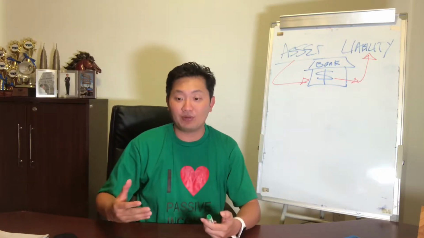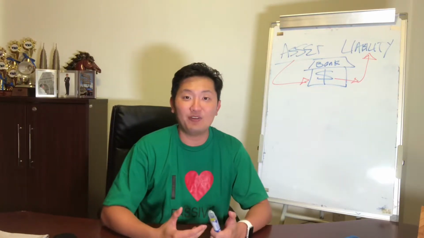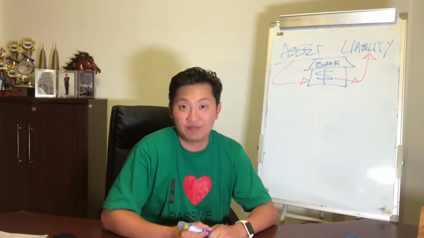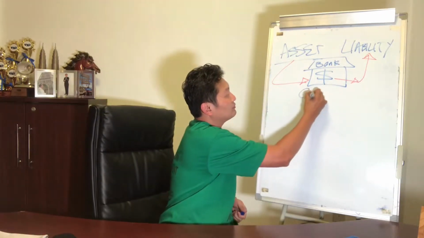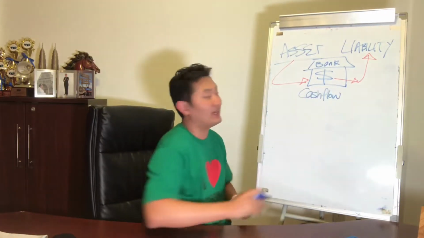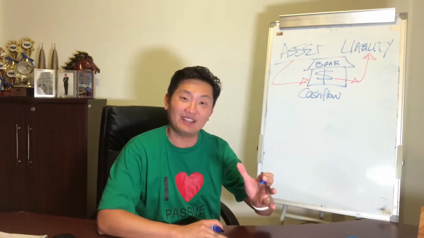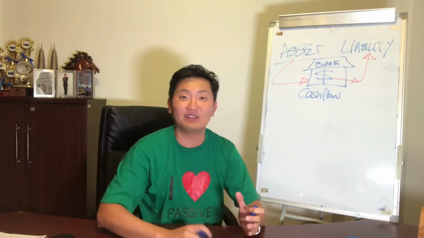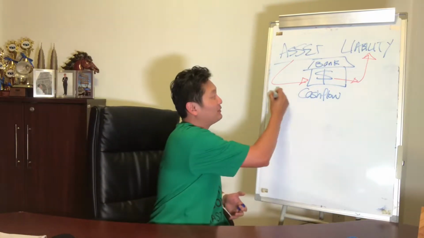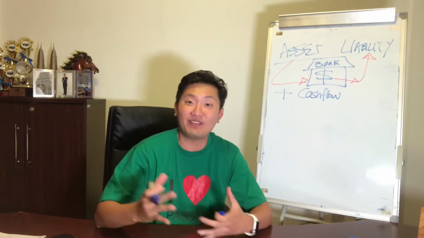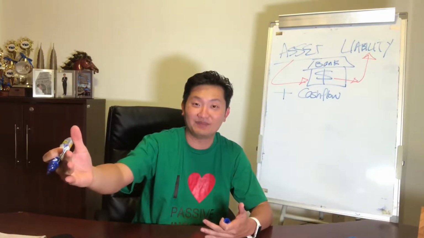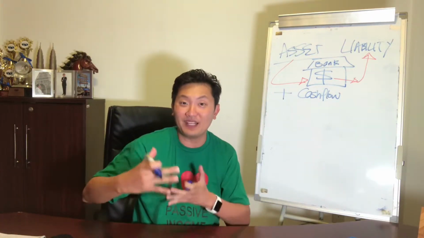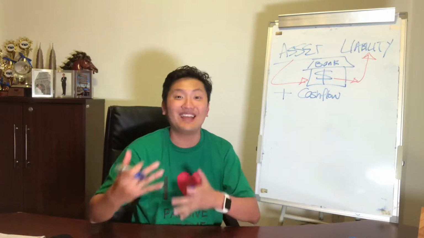Now, cash flow. What I mean by cash flow is how much money is flowing in and out of your bank account. If you have more money coming in every single month than money going out of your bank account, then you have what we call positive cash flow. Now if you have more money going out of your bank account compared with the money coming in, that means you're losing more and more money every single month. That's called negative cash flow.